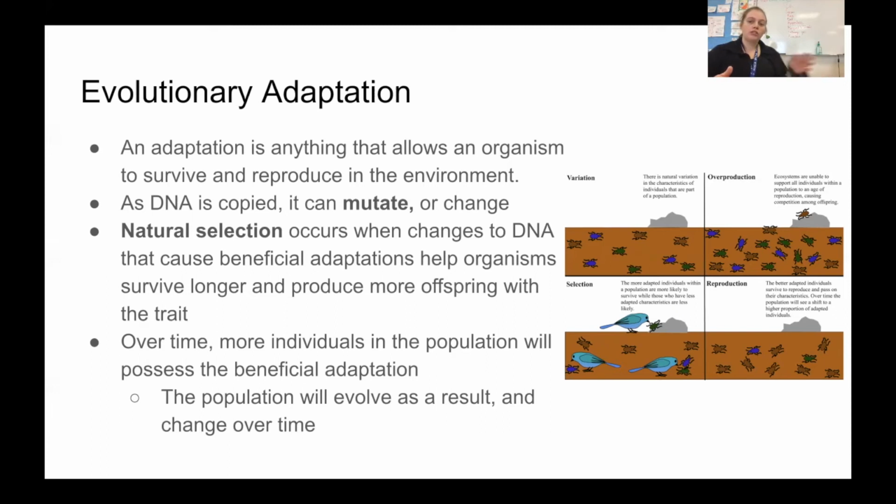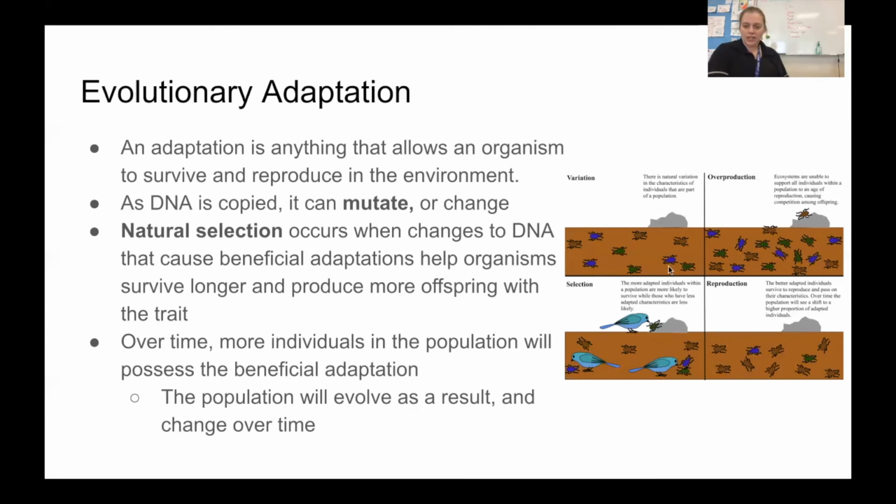So if the organism is harmed, chances are it's going to die and it's not going to reproduce and pass on that harmful trait. But if the organism is benefited by that change to its DNA, then it is going to survive longer and reproduce and pass that trait on. So that's natural selection in a nutshell.